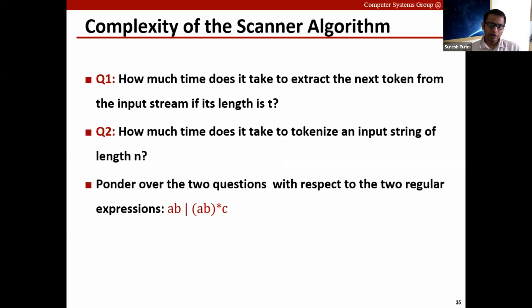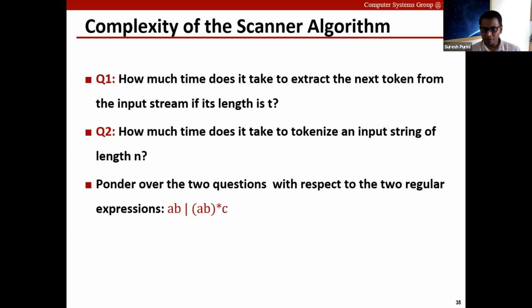Now it's an important question. How much time does it take to extract the next token from the input stream if its length is T? All the work that we did so far in today's lecture, reducing the time complexity from KT to T, assumed the word is given and the extent of the current token is already given. But how much time does it take to determine the extent of the current token? It depends upon how much backtracking we are doing. We keep forwarding, and at some point when we get into the trap state, we have to backtrack. So let's say that backtracking can cost us something.